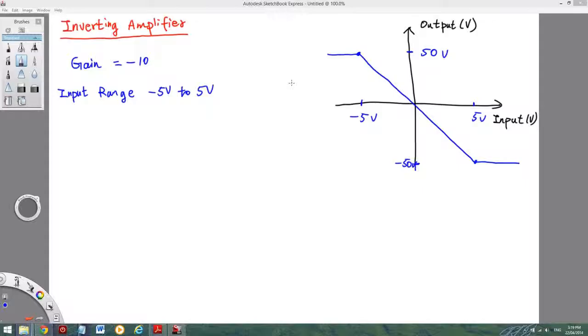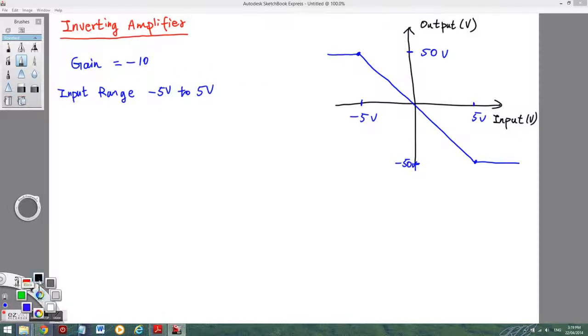Inverting amplifier. So what we did before was the non-inverting amplifier, the normal amplifiers. This time we have inverting amplifiers. So they are different.